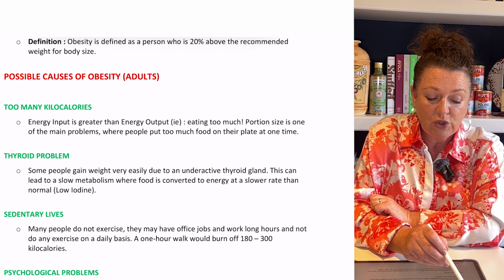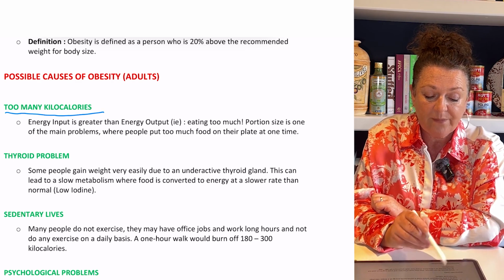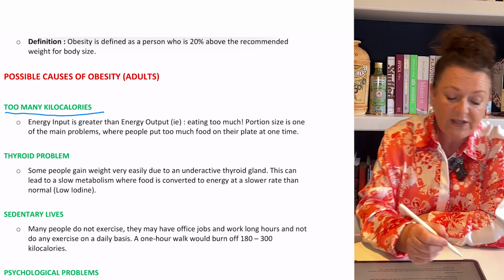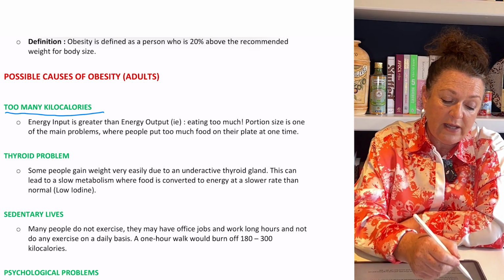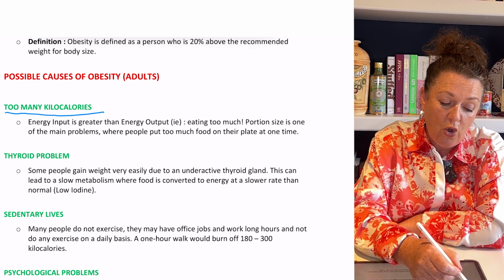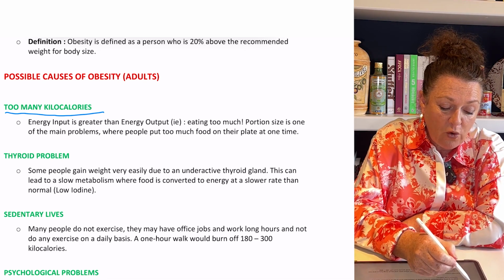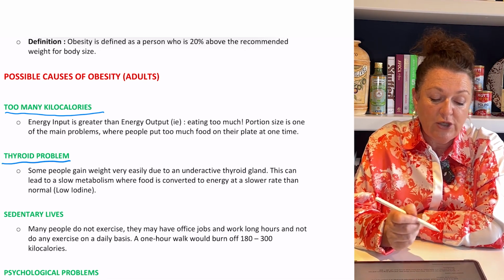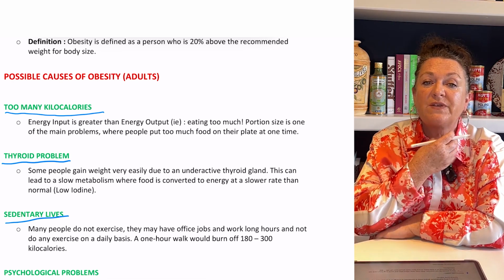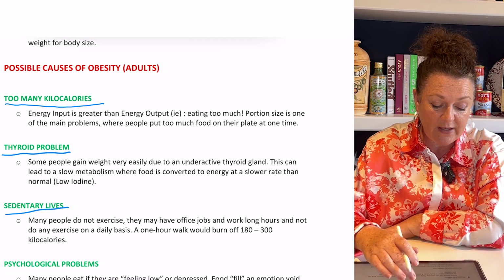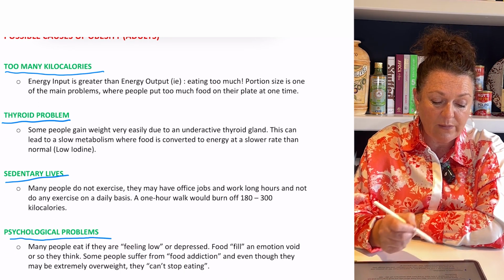Now, possible causes of obesity. So we have too many kilocalories. Speak to any nutritionist. I've said to you in the live classes and on our grinds weekly to always have what we call an anchor statement. So I have 4 anchor points here: too many kilocalories, a problem with the thyroid gland, remember this butterfly-shaped gland in the neck, sedentary lives, and psychological problems.